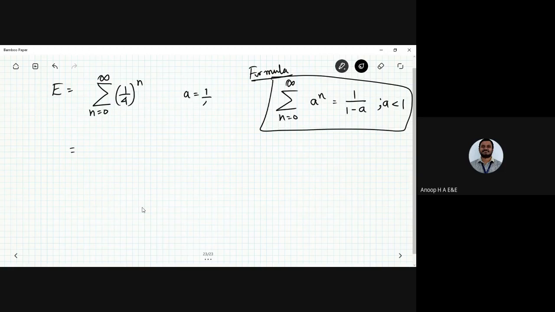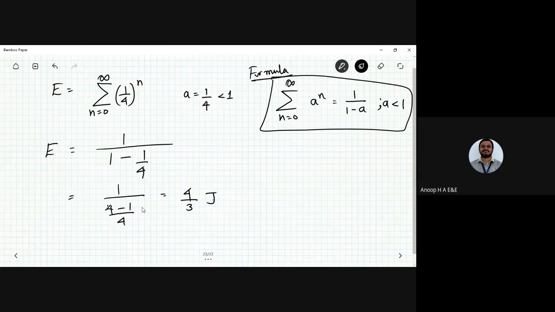So here a is 1 divided by 4. Once you calculate s infinity, that is the summation towards infinity where a is less than 1, and 1 by 4 is definitely less than 1, I can take this to be 1 divided by 1 minus 1 by 4, which is 4 by 3 joule. Hope everyone gets the same answer. So this is the energy of the given sequence, that is 1 by 2 power n, where n is greater than or equal to 0.